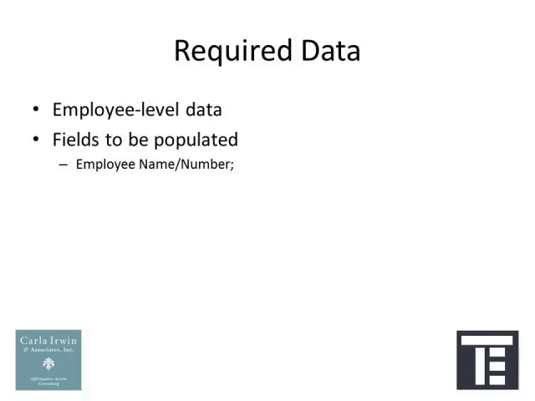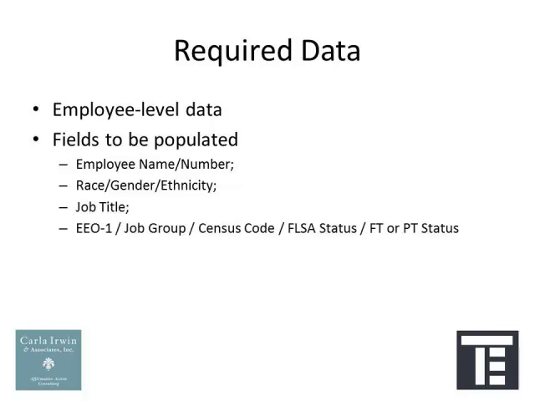So, employee number is best, employee name if you don't have that. Race, gender, ethnicity, obviously you need to have that. Job title, and then you need to have your EEO-1 code, which everybody has to fill out for their EEO-1 report. Job group, if you are a company who has 100 or more employees, you need to have a more detailed job group. They're kind of sub-classifications of your EEO-1 code. Census codes, if you have them in your system.